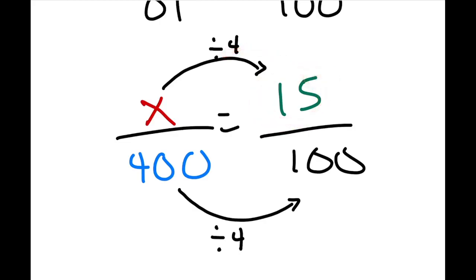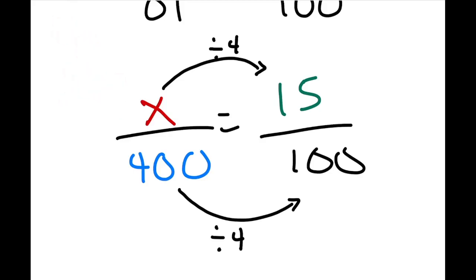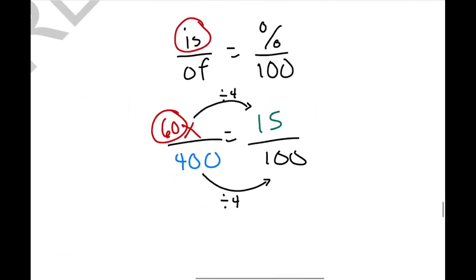15 times 4: 4 times 5 is 20, 4 times 1 is 4, plus 2 is 6. 4 times 15 gives me 60. So 60 will represent the value for X here.